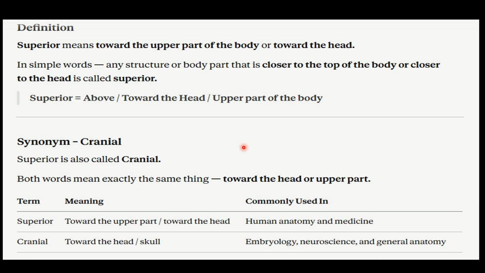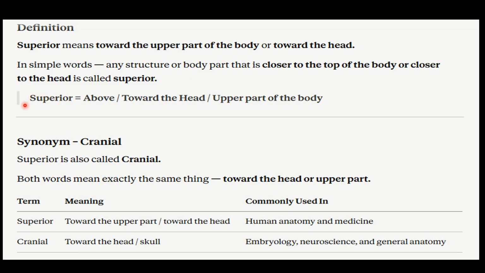Here you can see I have noted down the definition first, the very simple definition to explain the term superior. So superior means toward the upper part of the body or toward the head. Whenever you want to denote something at the above or upper part of the body or toward the head of the body, then we will use the terminology that is superior. In simple words, any structure or body part that is closer to the top of the body or closer to the head is called superior.